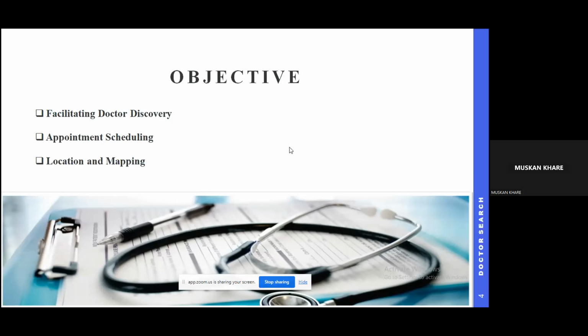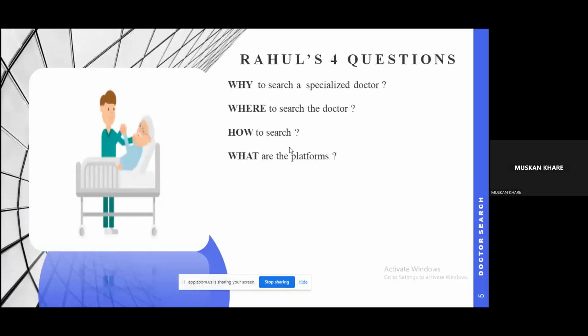Now second, appointment scheduling. Appointment scheduling is a big task in this crowded environment. So using this website, the user can take an appointment. Next, location and mapping. It is not very easy to travel with patients to another city. So using this we can find a doctor in our city, in our place, and we can get their address as well. Now I want to tell you one story.